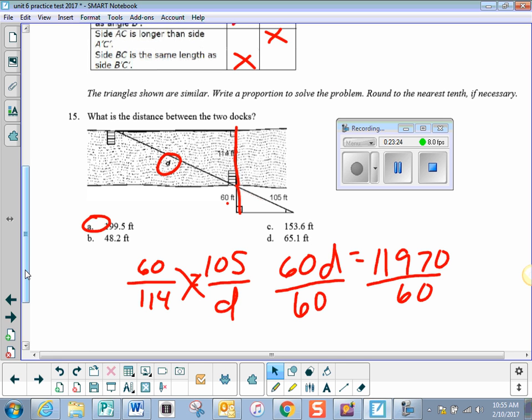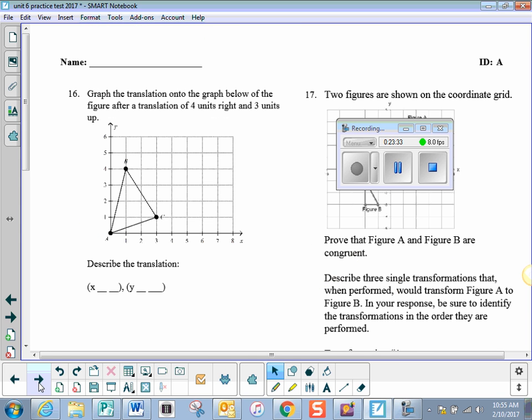Okay. Got that? Remember, I'm going to post this video, so you can always go watch it and pause it when you need to. Okay, number 16. Graph the translation.